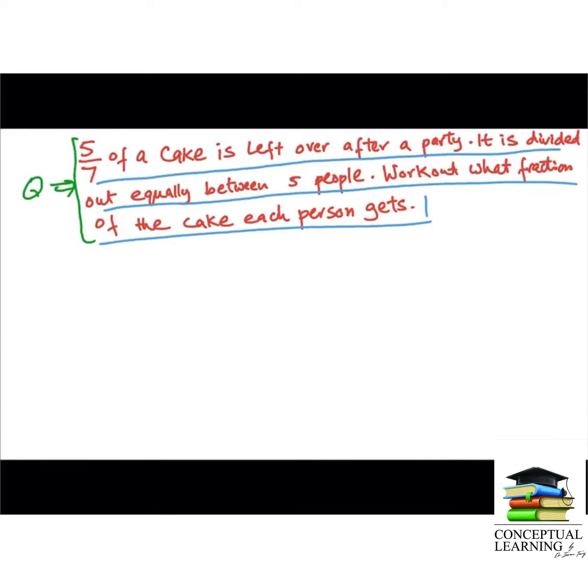So first we write 5 over 7, but this is divided by 5 people, so we use a division sign and then write 5 here, to find the fraction for each individual person. Now 5 over 7 divided by 5. The next job is, the first one is a fraction, but the second one after the division is not a fraction, so we have to convert the second one into a fraction as well. Then we change the division sign into times.